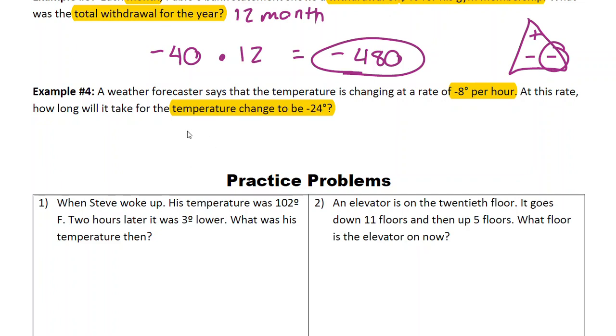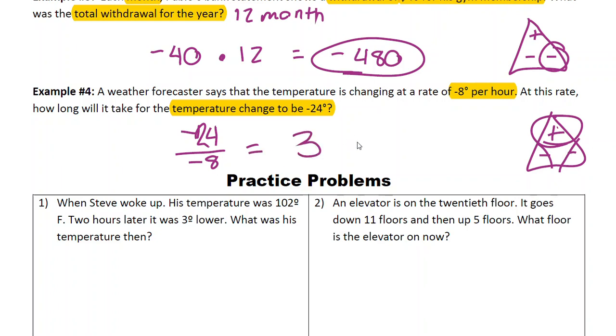So I'm going to take negative 24, and I have to break it into those 8-degree increments. If you need to, again, you can use the triangle. Positive float to the top, negative sink to the bottom. Negative divided by a negative is a positive. So I'm going to get a positive solution for this, and it's going to be positive 3. 24 divided by 8 is 3, and it's going to be 3 hours.